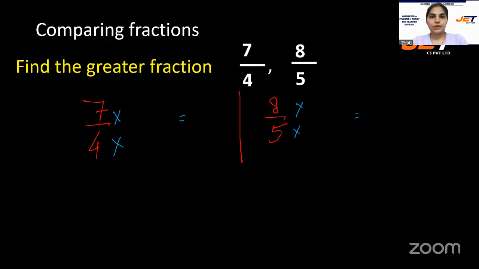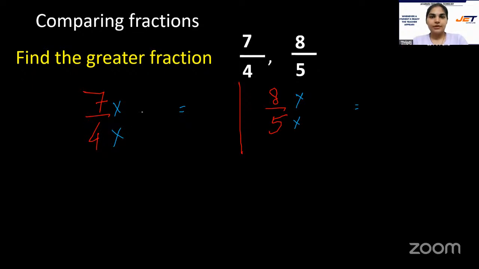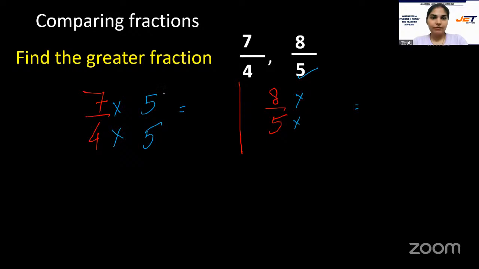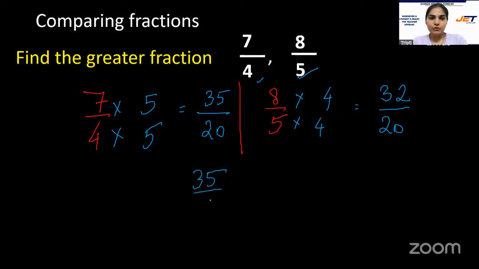Okay, so let's see how to do it. The denominator of the first fraction will be multiplied by the second fraction. The denominator of the second fraction will be multiplied by the first fraction. So here, 5, 5, 4, 4. 7 times 5 is 35. 4 times 5 is 20. 8 times 4 is 32. 5 times 4 is 20. So 35 by 20 and 32 by 20.